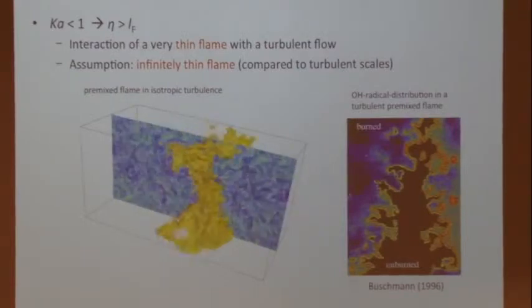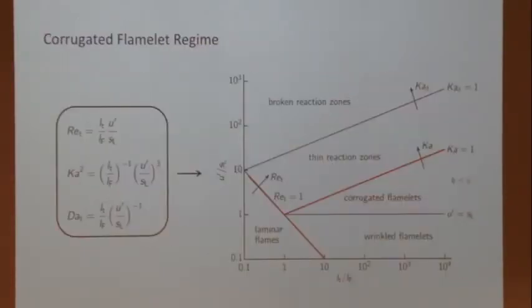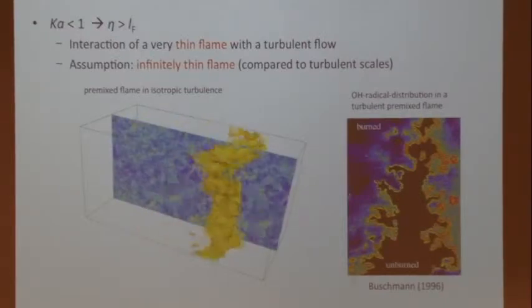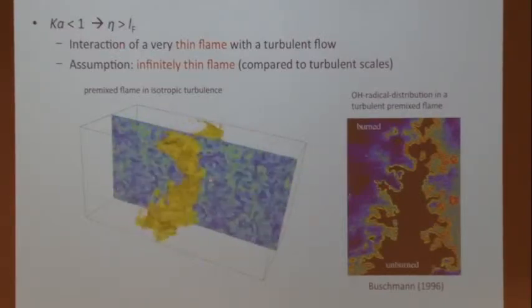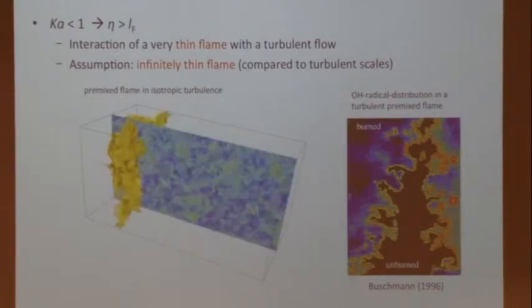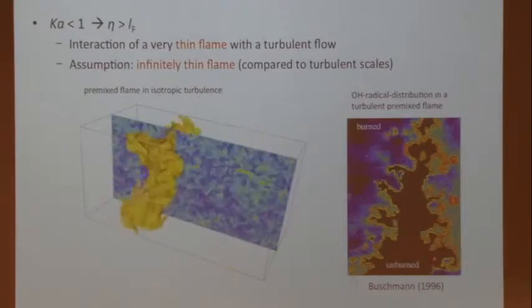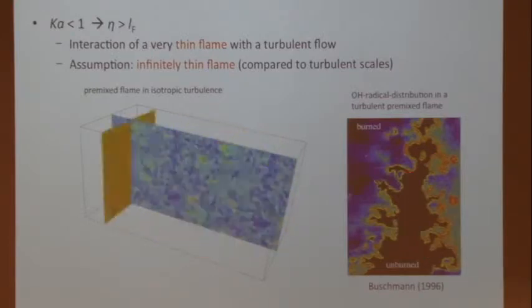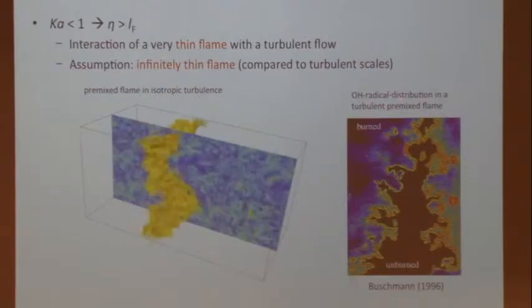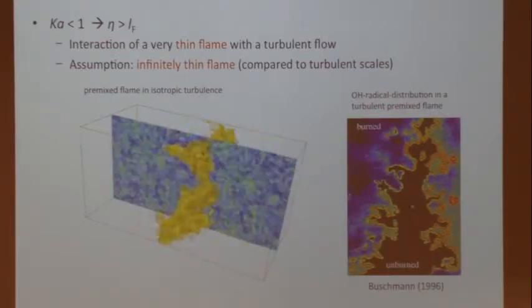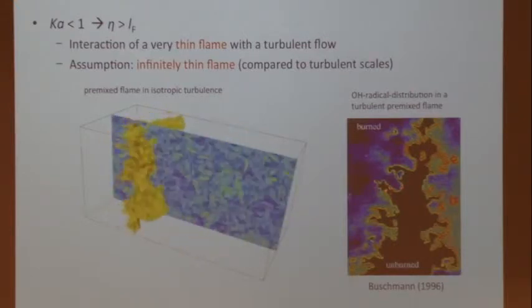Okay, so let's look at the different regimes. This regime here is called the corrugated flamelet regime. This is the regime where the eddies are much larger than the flame thickness. Then this is how this looks like. This is the DNS here we did in this limit. Or this is an experiment here that was done in this limit. This here is OH PLIF. And what you see here is you see the OH here, and you see no OH here, and you see the flame is very thin, okay?